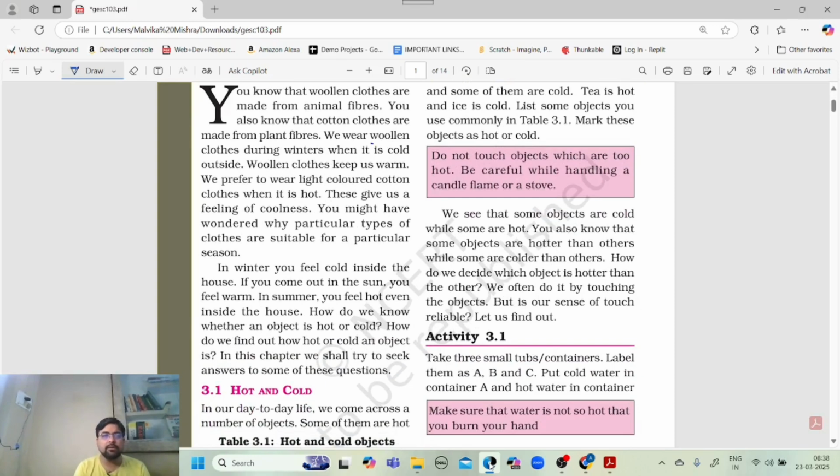So accordingly you change your clothes, you wear woolen clothes during winters, and obviously light colored clothes during summer. So basically in this chapter we are going to deal with this. We will seek the answer to some of the questions, like how do we know whether an object is hot or cold, and then how do we find out how hot or cold an object is.